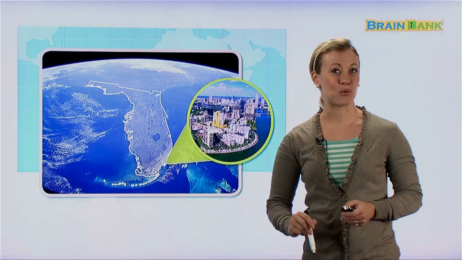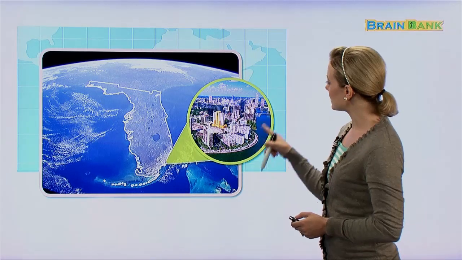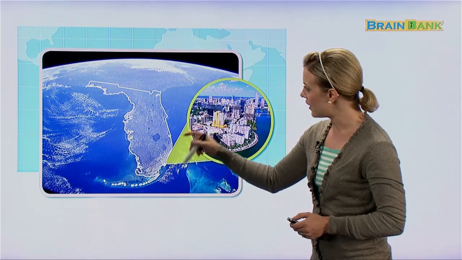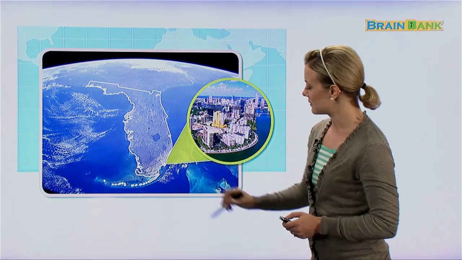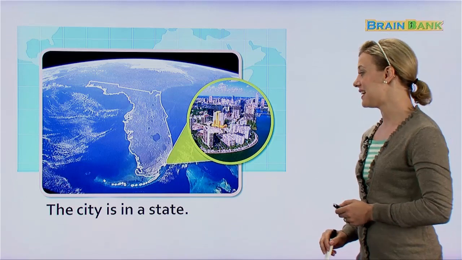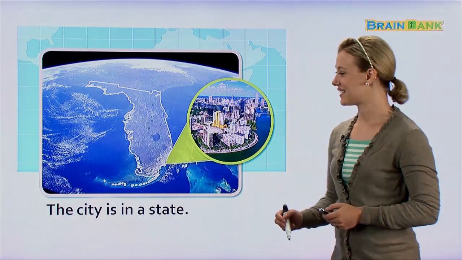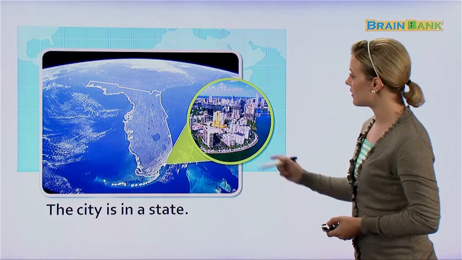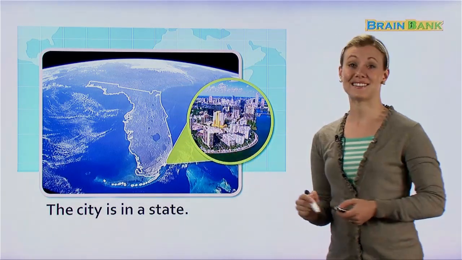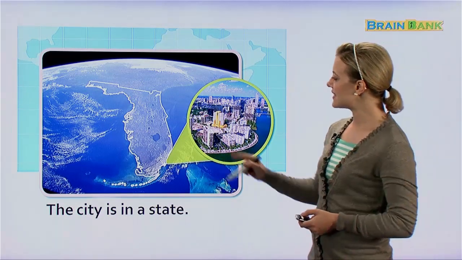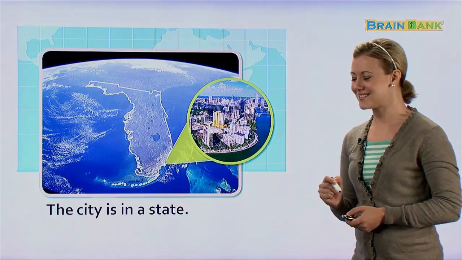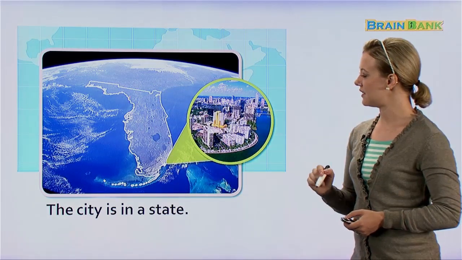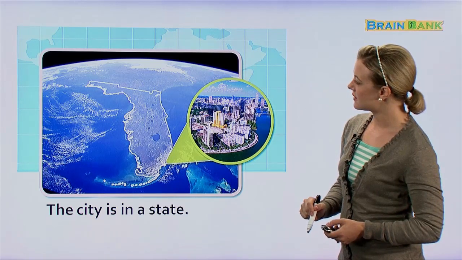Okay, now we're getting some more clues. So this is her city, and they're showing that her city is right there. And what is this called? The city is in a state. A state. So now we're getting even bigger than a city. This is a state. There are many cities in that state. And does anyone know what state that is? What state is this shape? Do you know that city? Or I'm sorry, do you know that state?